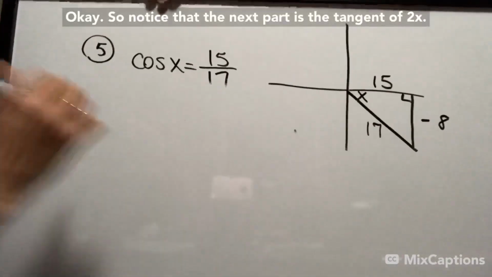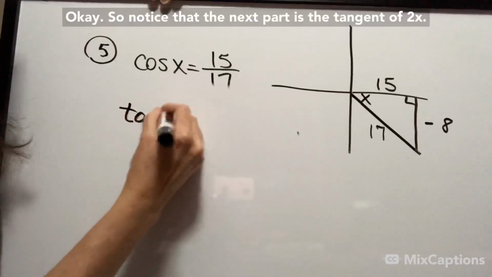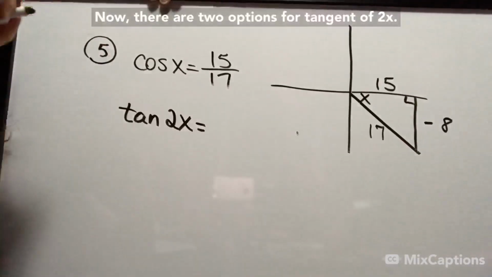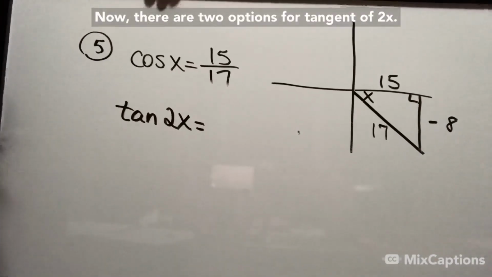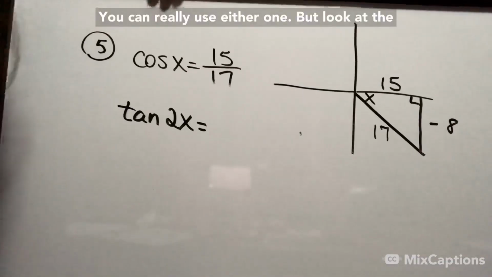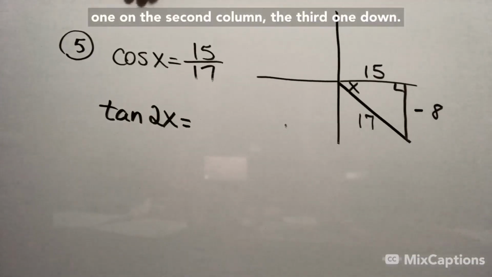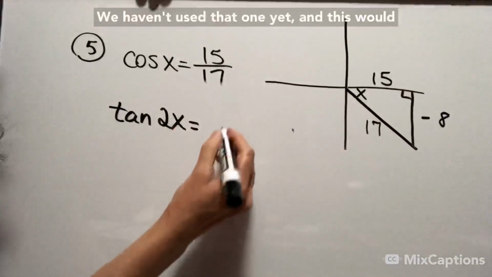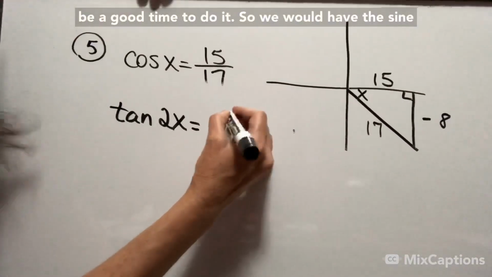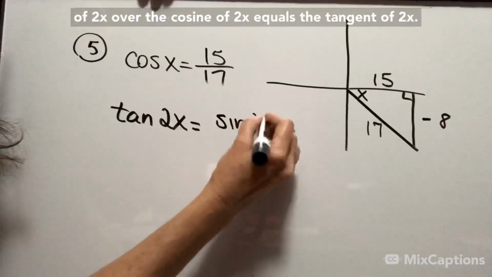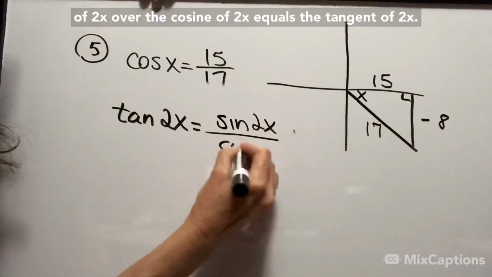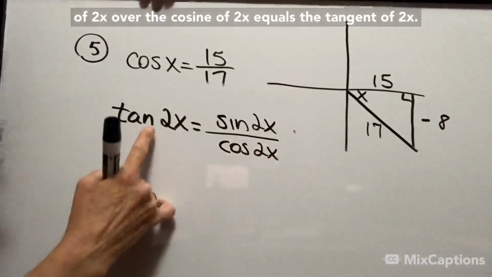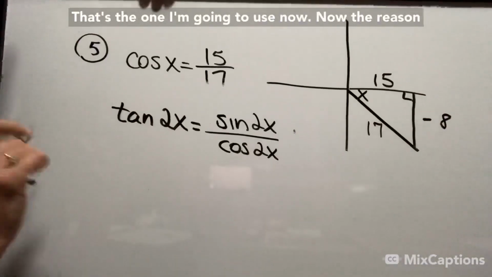Okay, so notice that the next part is the tangent of 2x. Now there are 2 options for tangent of 2x. You can really use either one, but look at the one in the second column, the third one down. We haven't used that one yet, and this would be a good time to do it. So we would have the sine of 2x over the cosine of 2x equals the tangent of 2x. That's the one I'm going to use now.